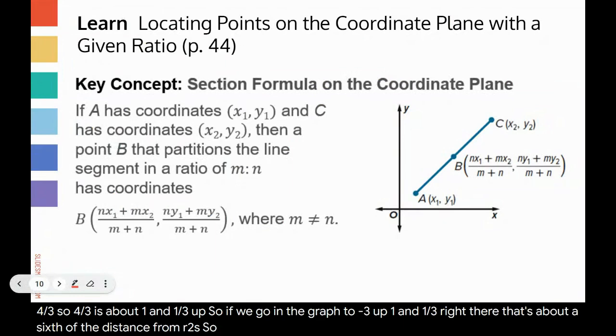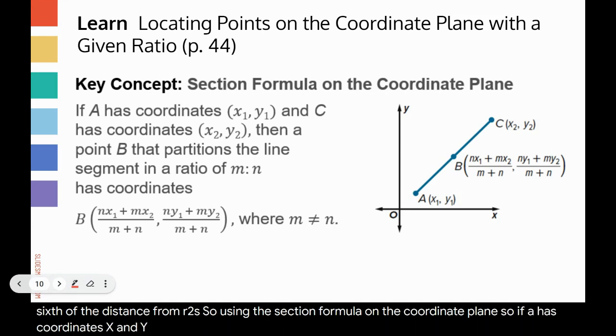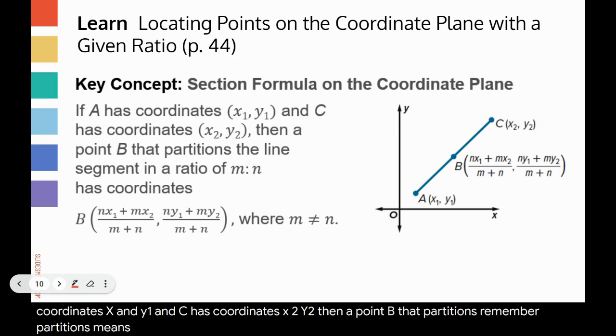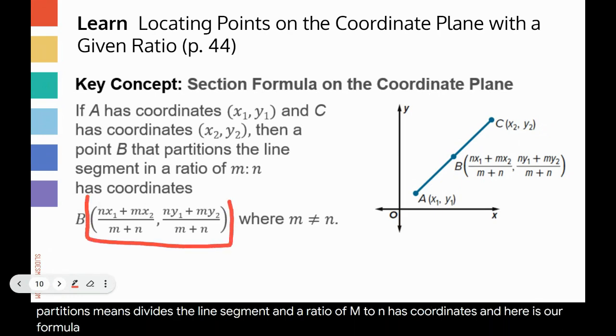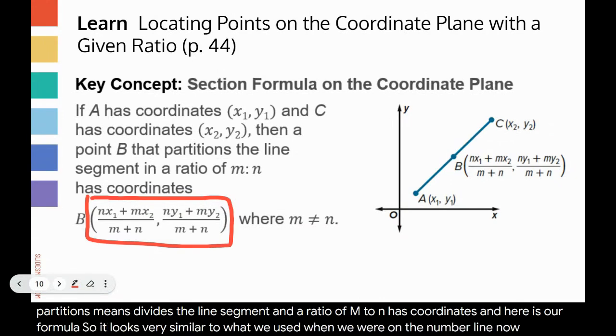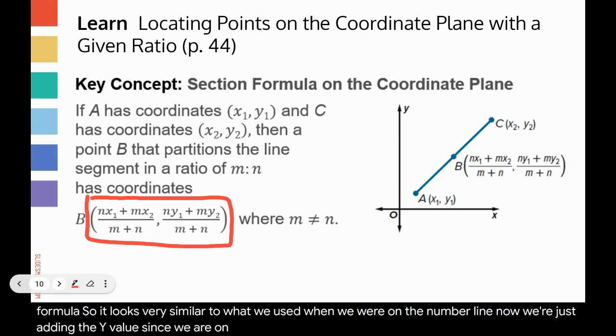Okay, so using the section formula on the coordinate plane, if A has coordinates x1, y1, and C has coordinates x2, y2, then a point B that partitions, remember partitions means divides the line segment, in a ratio of m to n, has coordinates... And here is our formula. It looks very similar to what we used on the number line. Now we're just adding the y value since we are on the coordinate plane.